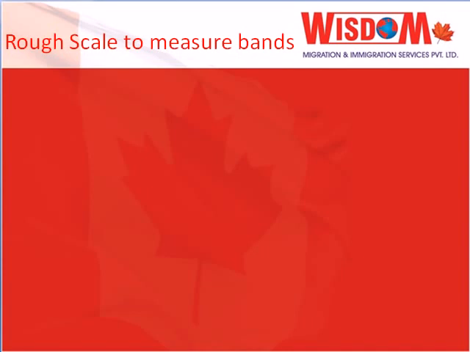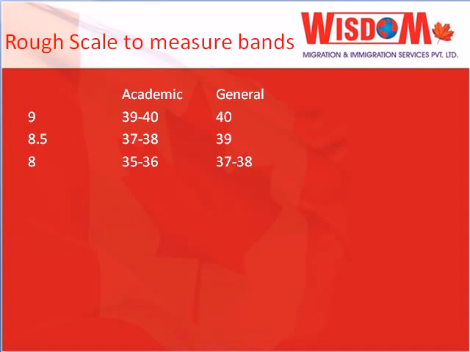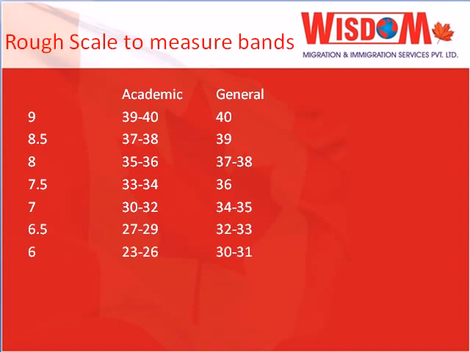Here is a rough idea of how you can measure bands according to your accuracy. So I've listed down the score requirements for the academic and general IELTS test. You can see the score needed to attain 9 bands, 8.5 bands, 8 bands, 7.5 bands, 7 bands, 6.5 bands, 6 bands, and 5.5 bands. So in case you want to look at them, I'll give you some time for that.